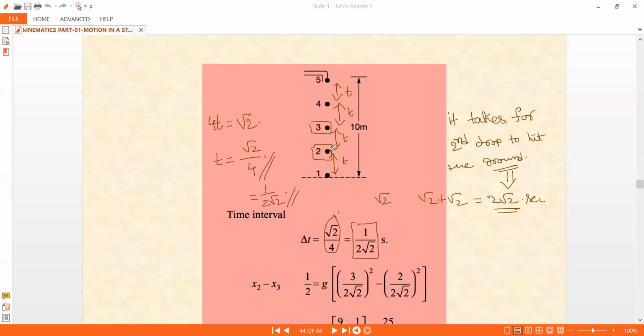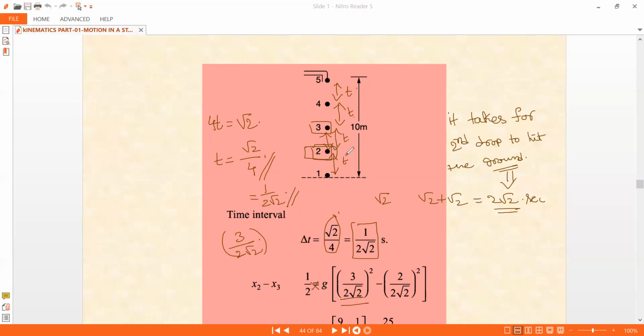And now, what would be the distance of separation between the second and third drop after this time interval? For the second drop, it has evolved 3 time intervals. So the second drop at this position will be t plus 3, so it's 3 time intervals. So you get 3 by 2 root 2. That is what is reflected here.